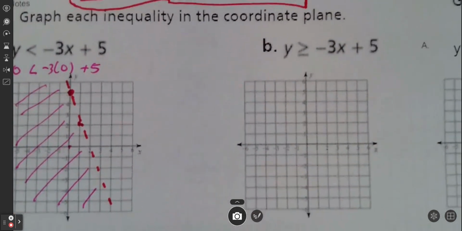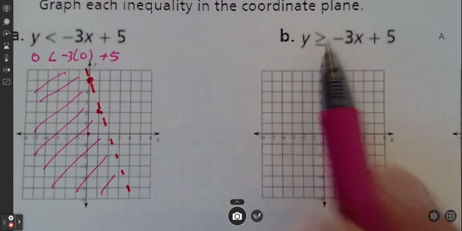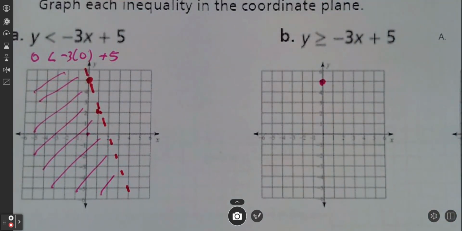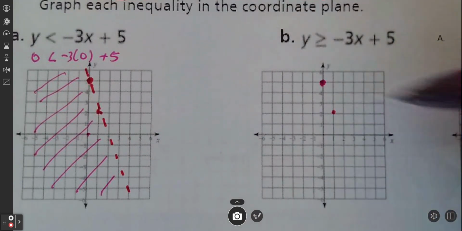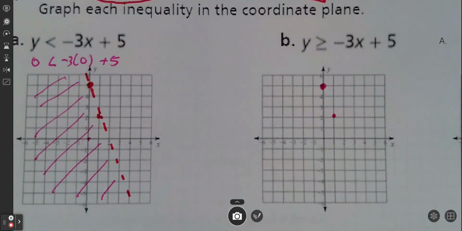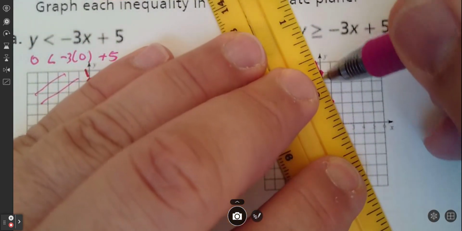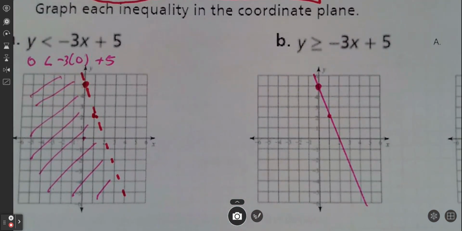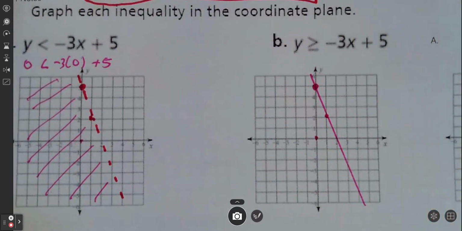It's actually the same exact equation, except I changed the sign. Starts at 5, goes down 3 and over 1. 1, 2, 3 and over 1. This time, is it a solid or a dotted line? Solid. It is a solid line. So I go ahead and I take my pencil, and that means all those ordered pairs now work. I'm going to use the 0, 0 test. So I'm testing, is this a good point? Is 0, 0 invited to the party?